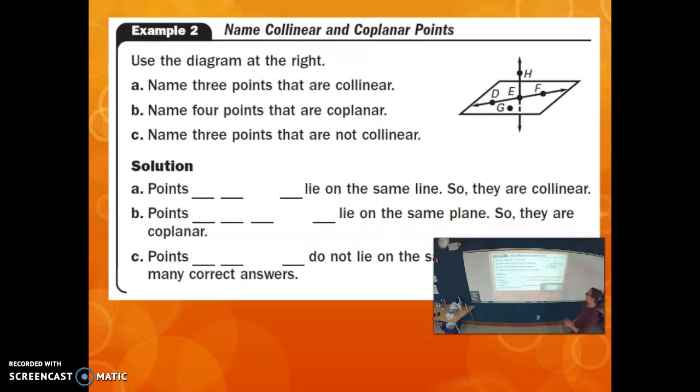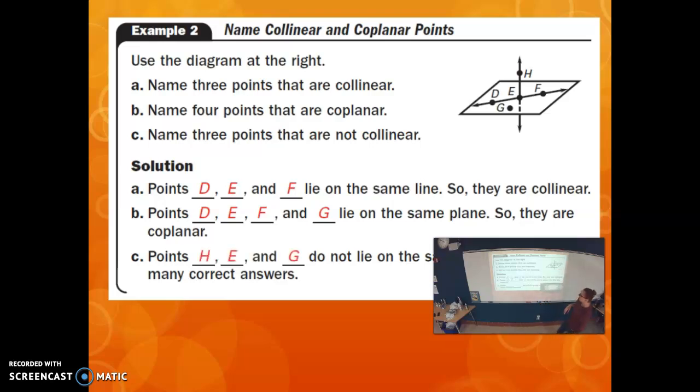Now, there are 3 points that are collinear. Remember, collinear means that they're on the same line. So 3 points that are collinear. Well, we've got 2 lines as options here. This line has 3 points, so points D, E, and F are all collinear. They're on the same line. Points D, E, F, and G are on this same plane, which sometimes you're going to have to look at a little differently to realize how some things function in 3-dimensional space.